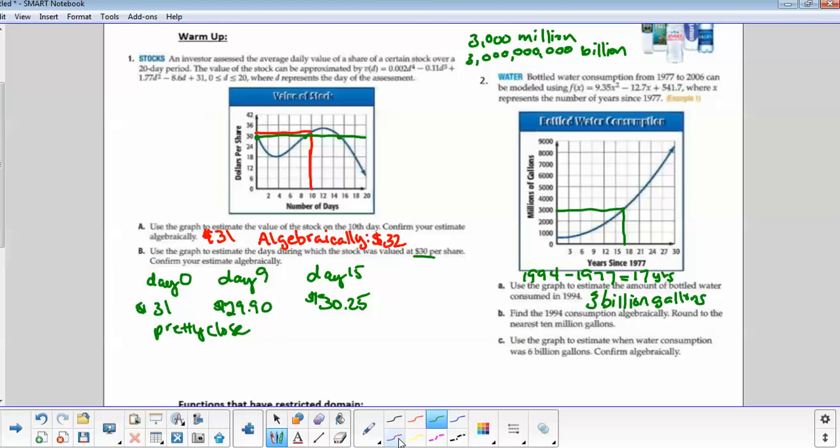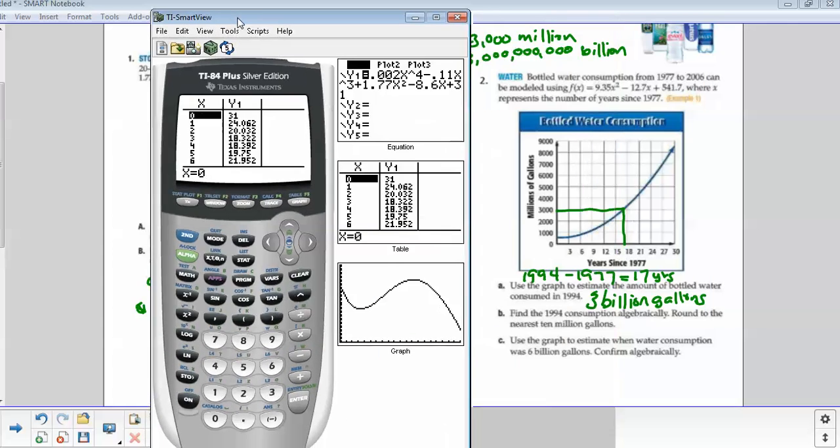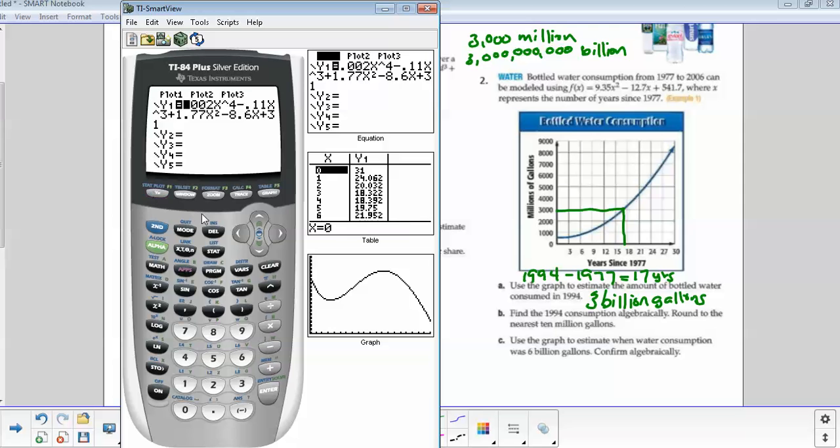All right, let's look at the next one. Find the 1994 consumption algebraically. Round to the nearest million gallons. So we want to put this function into our y equals. Okay, let's move it over so I can see. Y equals, and clear the other one out, 9.35 x squared minus 12.7 x, oops, I forgot my decimal, plus 541.7.